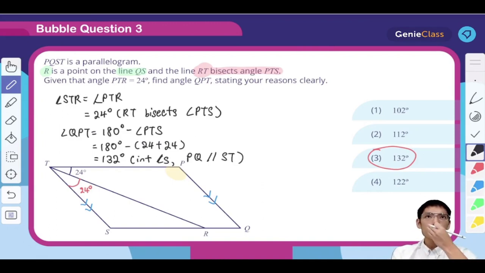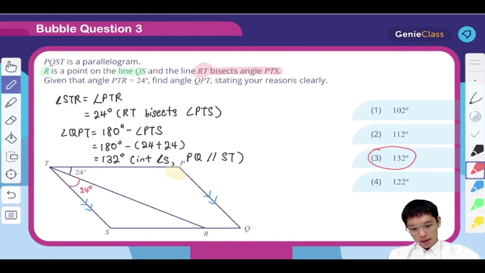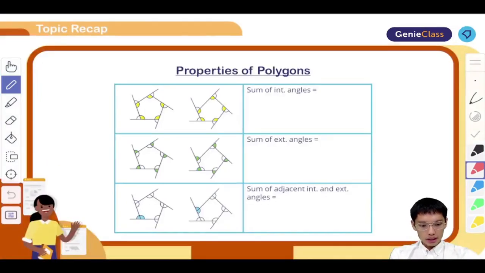Remember, when you have parallel lines, making use of properties involving parallel lines, you have to include the parallel line over here. Very, very important. Good job for the response so far. That's about it for the first part of the questions. Let's move on to the next part of the recap.